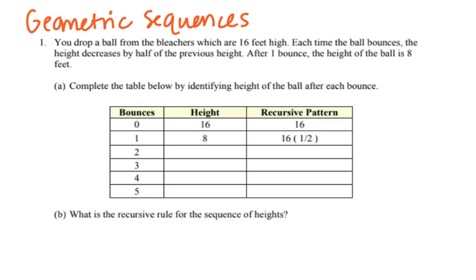So to find after 2 bounces, we would take 8, multiply that by a half, which to us looks like divide by 2. And so that would leave us with 4. And then to find after 3 bounces, we would take that height and multiply that by a half, which would leave us with 2. And continuing the pattern, 1, and then after not many bounces, it's getting very small.